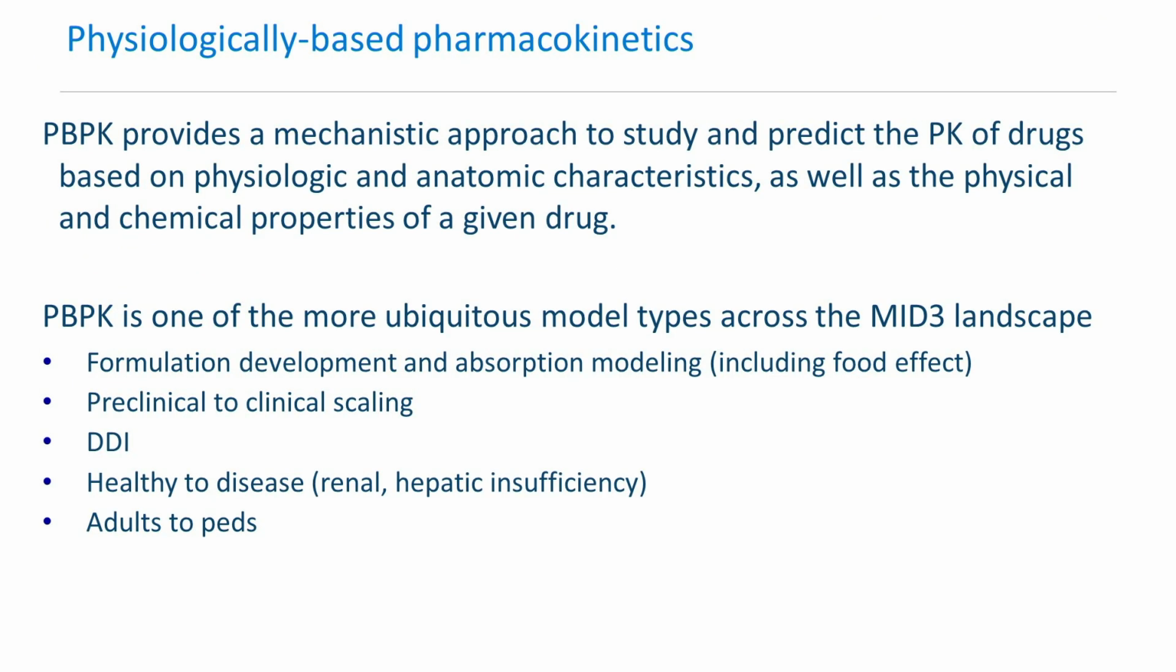When we talk about the one and two compartment models that we talked about before, we tend to call those empirical models. Each of the compartments is not necessarily representative of organs and tissues, unlike PBPK. In PBPK, this is a concept that provides a mechanistic approach to study and predict the pharmacokinetics of drugs. And it's really based more on physiologic and anatomic characteristics, like some of the ones I talked about on the previous slide, as well as the physical and chemical properties of a given drug. So I'll go into those in a little bit more detail.